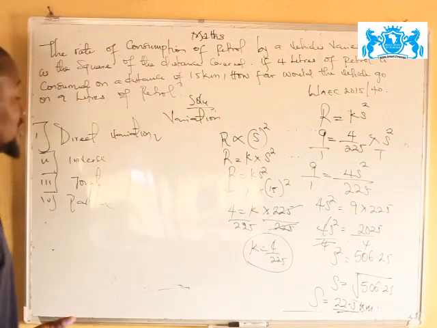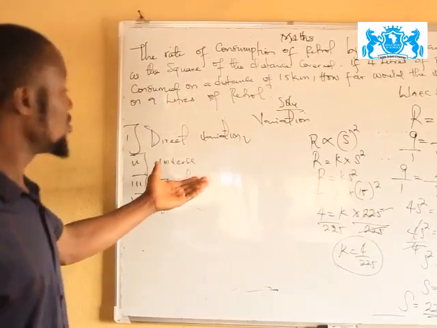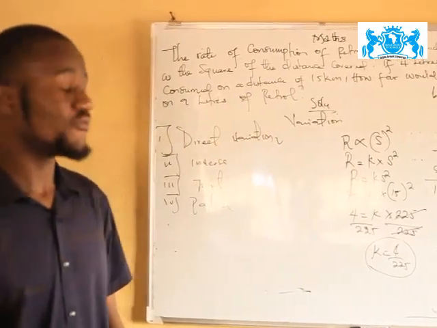So this is all about direct variation. They are the easiest type of variation questions to solve. We will still look at inverse, joint, and partial variation in our next classes.